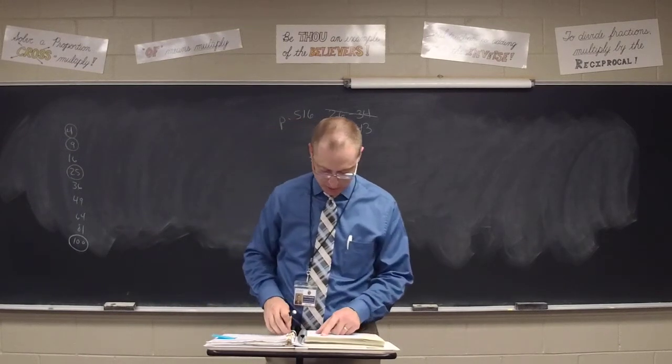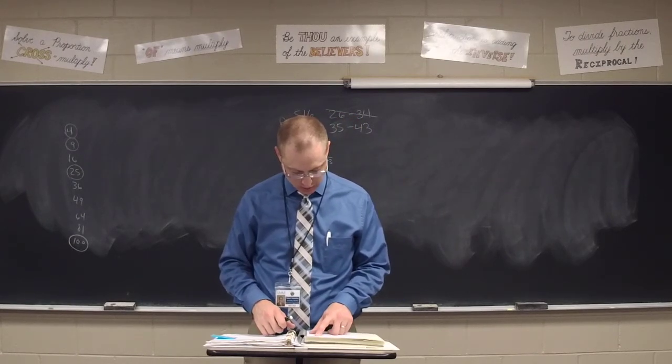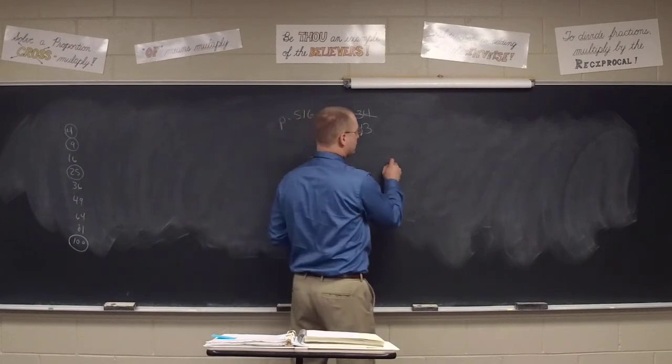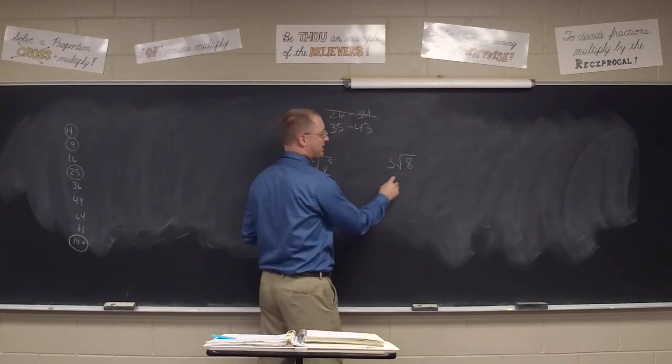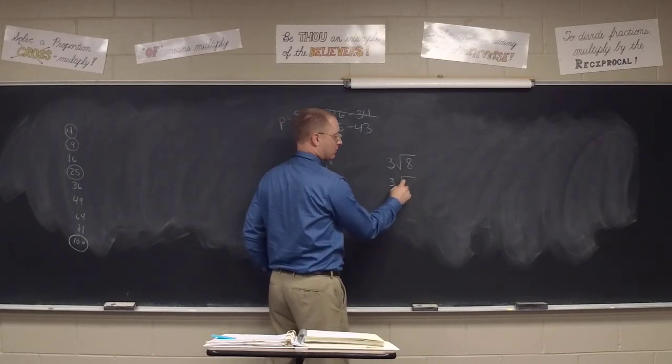For redemption, Danielle, number 37. 3 times the square root of 8. Not a wrong answer, but not finished reducing, because you can still factor an 8 into 2 and get 2 3s. So 2.